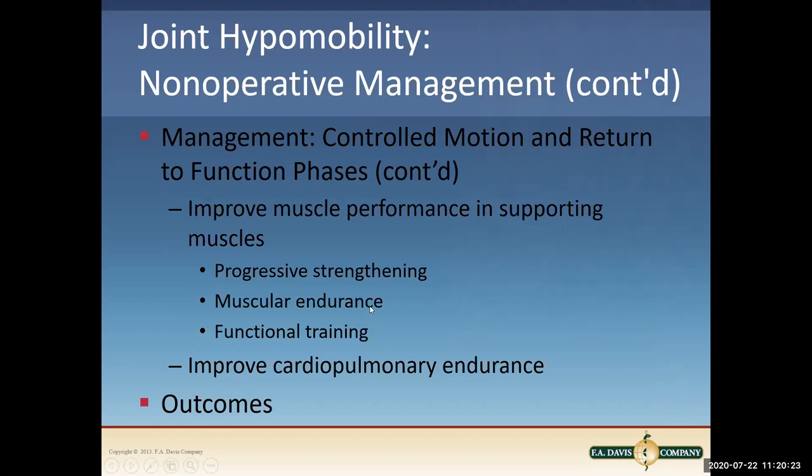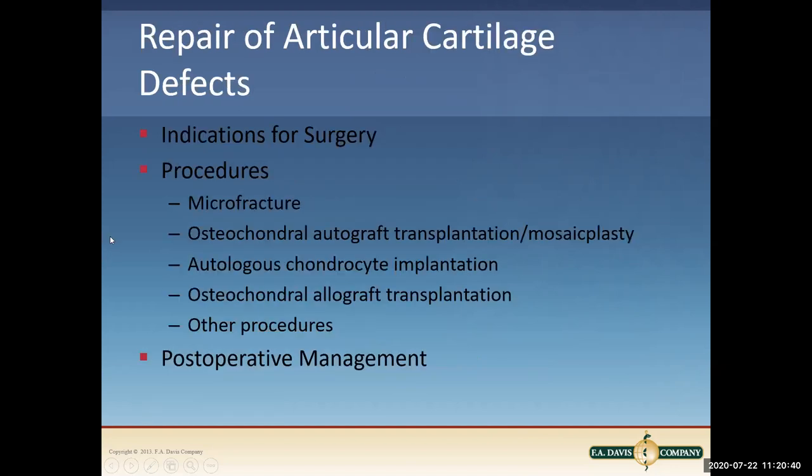Moving to progressive strengthening, muscular endurance, and functional training is what we're doing. At this point, we can start moving to cardiopulmonary endurance and start doing some activities like the bike, the treadmill, and overall improving the long term. Our outcome at that point should be to get them to a phase where they're not in that chronic phase of inflammation of the knee, right?